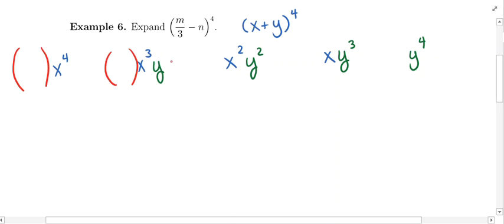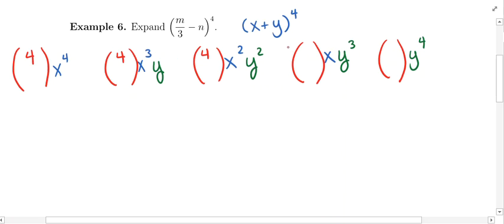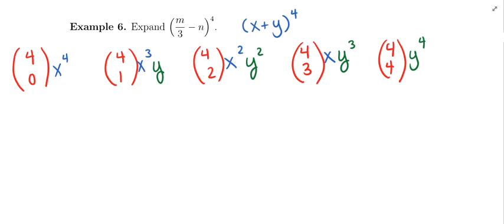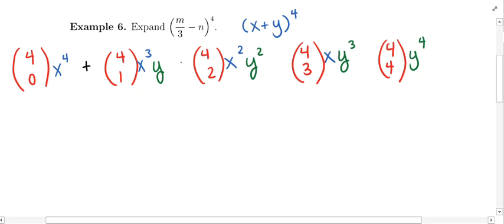So put these in. They will all have a 4 at the top. And then I'll start with the first binomial coefficient. The bottom number will be 0, increased by 1. And since we're doing just good old x plus y, there's a plus in the middle, so I will be adding all the terms here.